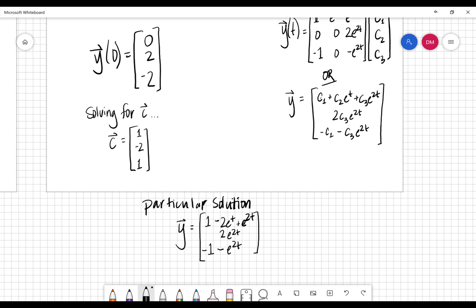Now, this is where I really didn't show some steps. This is what I got for C. Hopefully you got the same. You can let me know if you have any questions about that. But that means that we can plug that directly into this second format that we used right here to write out the particular solution. And so that's what I got for the particular solution right there.